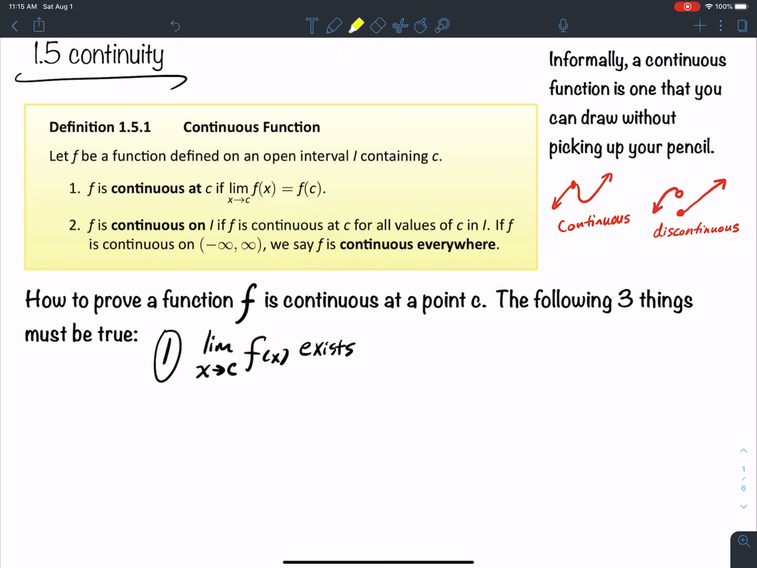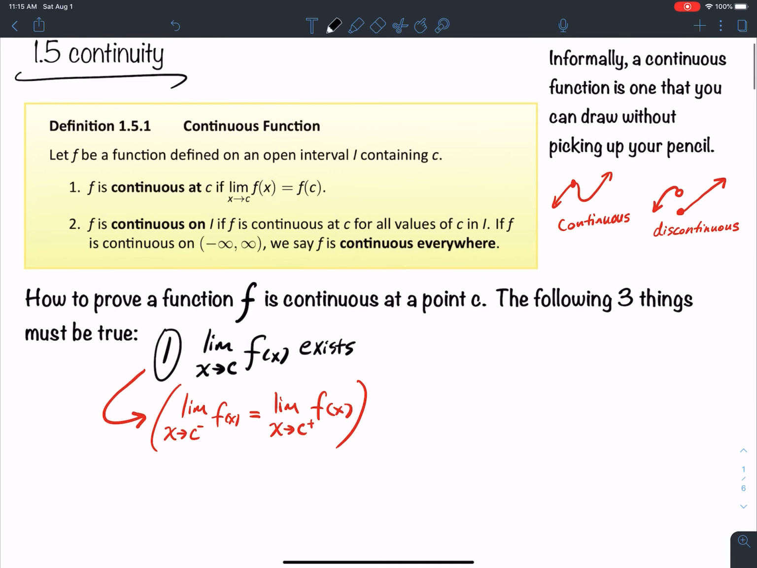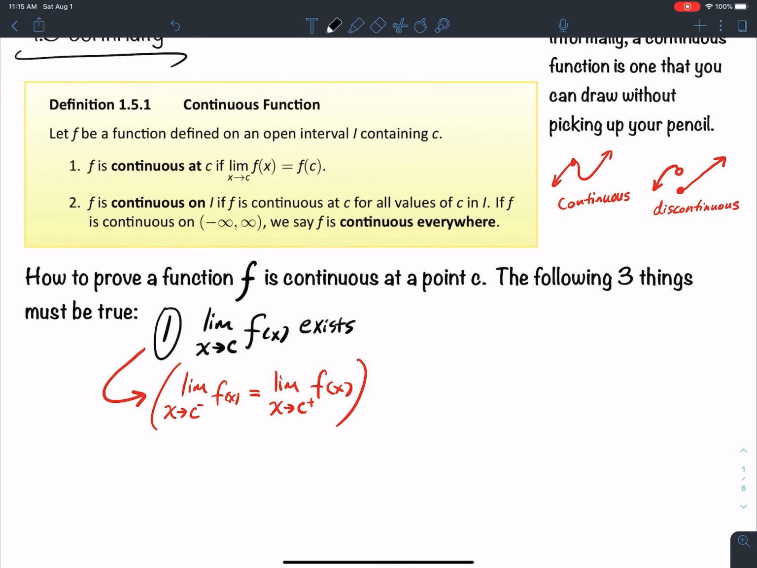So how do I show that a limit exists? I have to show that the left-hand limit is equal to the right-hand limit. And if the left and right-hand limits are equal to each other, then that proves that the limit exists. Now, I'm not saying what the limit equals, I'm just saying that it exists. Existence is different than saying what it equals. I'm just saying that it's possible to find the limit. So that's number one, it exists.